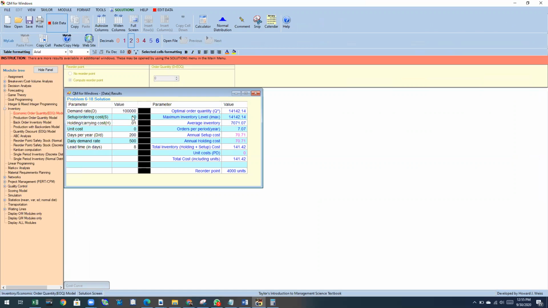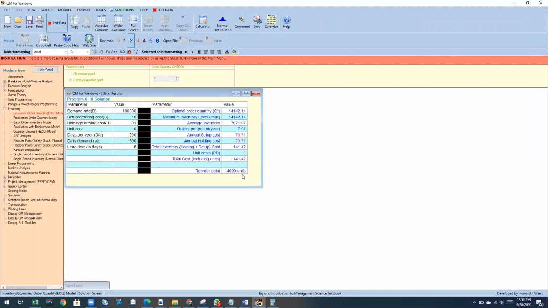We multiply it by the $10 ordering cost per order, and we get the annual ordering cost. We have the carrying cost of half of a cent a unit. We multiply that by the average inventory, and we get the annual holding cost, for a total holding and ordering cost of 141.42.